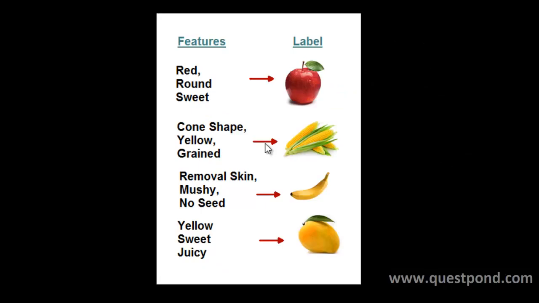Now, when you're training your machine by using some kind of training data, you need to provide that training data in the format of features and labels.